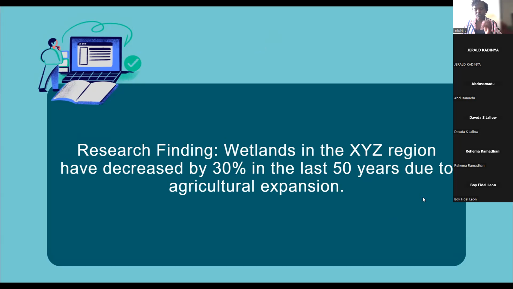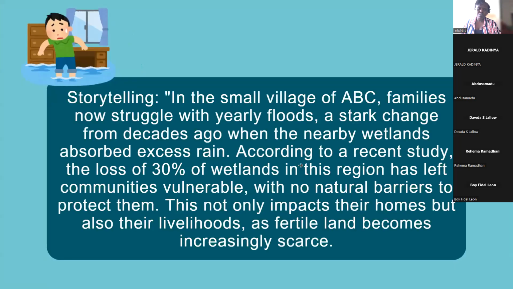Or you can go even narrower and put it in a very small community. Let me talk about my community back home. You can say: wetlands in Kisian, which is a small community in the Kisumu region, have decreased by 30% in the last 50 years due to agricultural expansion. So not only are you speaking to people in Africa, in Kenya, in Kisumu, but you're also speaking to that specific community, so it becomes even more relatable to the people that are reading it.